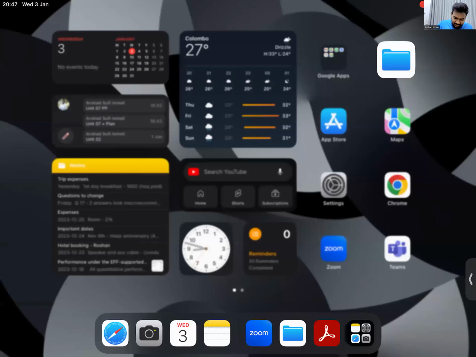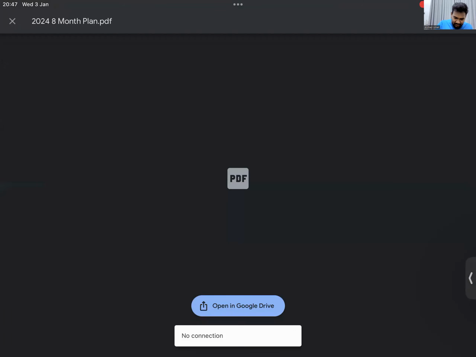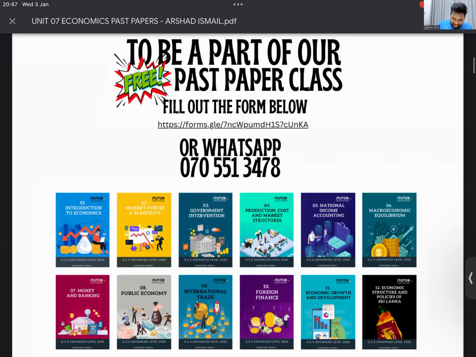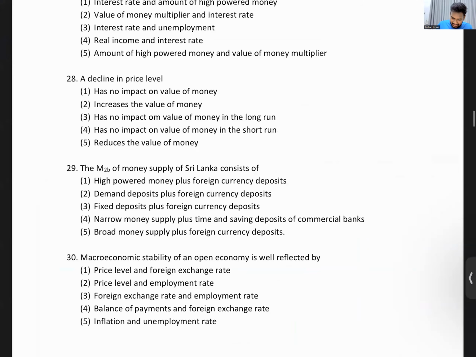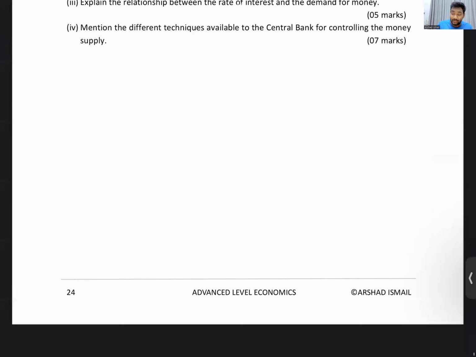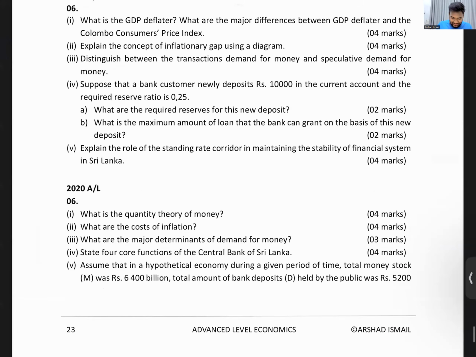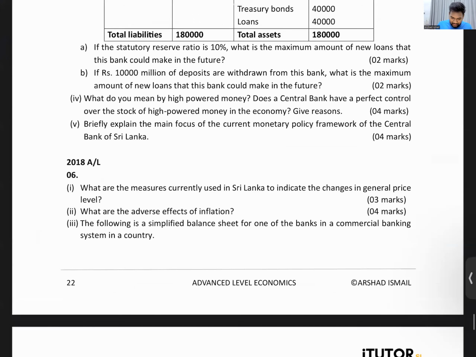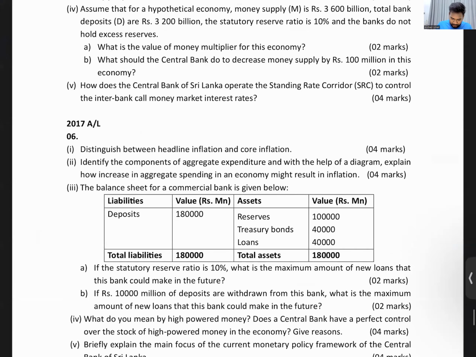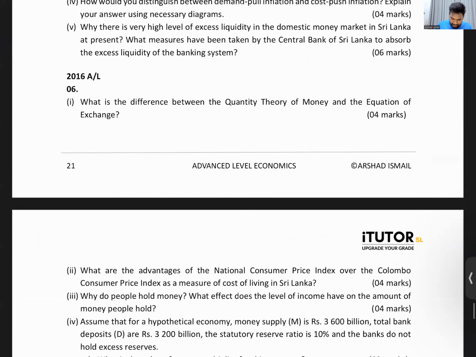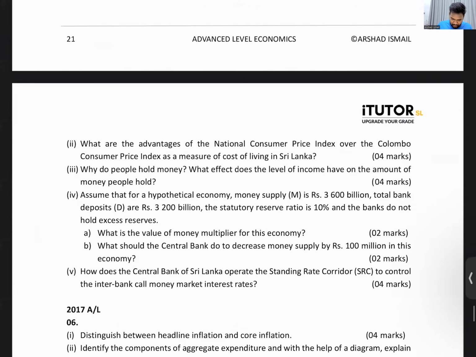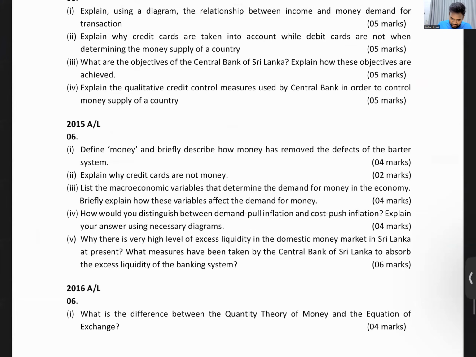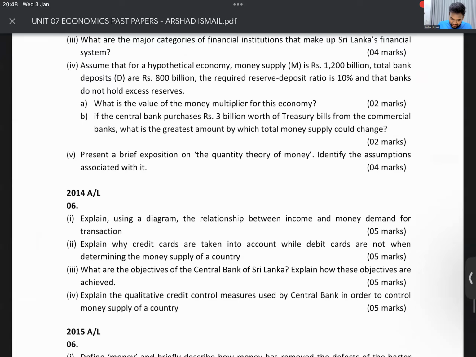Do I have the past papers? Yeah, right? So look at this, if I'm not mistaken, 20. The past paper tute you all will get with your revision tutes. This tute has all the A-level past papers unit wise. Characteristics of good money. I can't find the question.